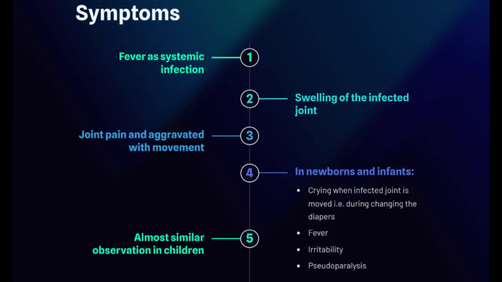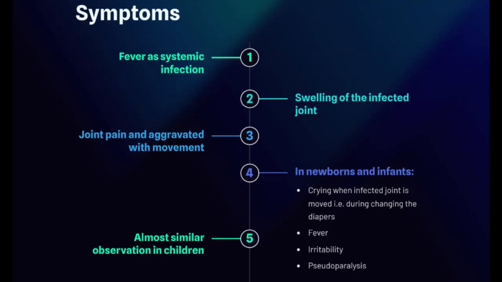Now, when it comes to babies, they might not be able to tell us when something's wrong. For them, crying during diaper changes or when you try to move their arms or legs could indicate joint pain. They might also have a fever and appear unusually fussy or irritable. Babies rely on us to notice these signs, so it's essential to pay attention to any changes in their behavior or movements.